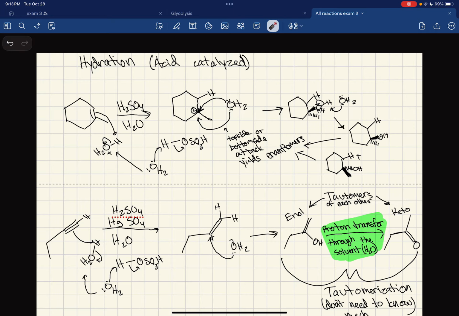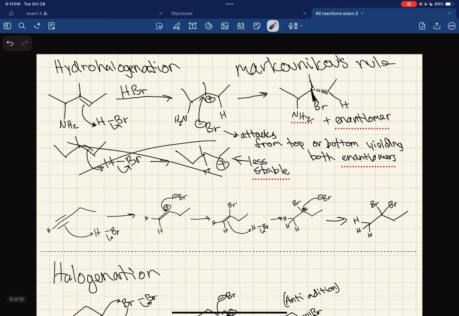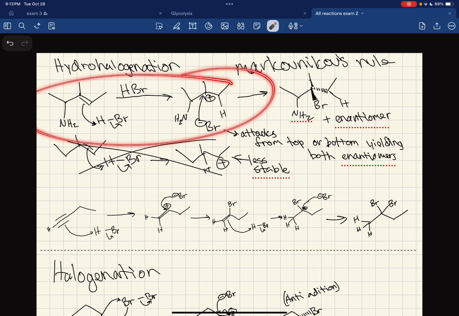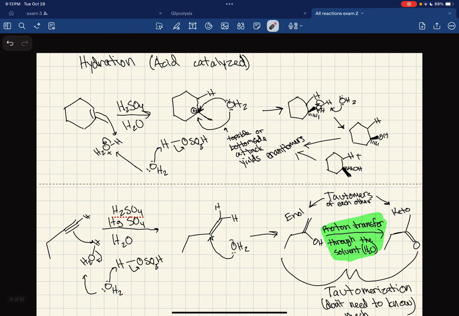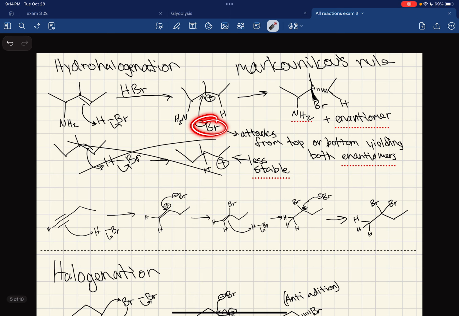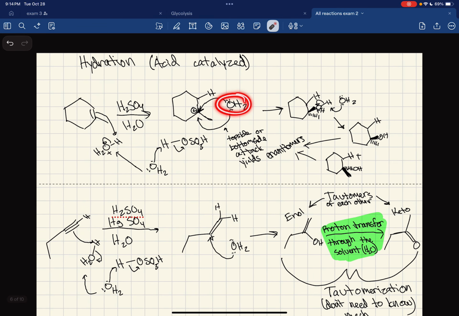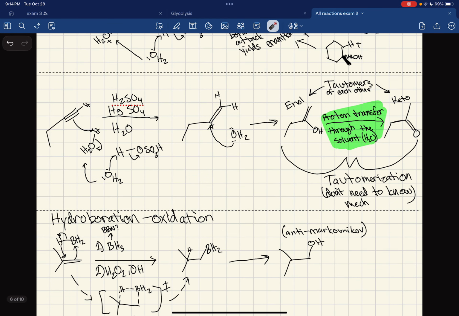And then you're going to have kind of the same thing as what was happening right here, where instead of having bromine as your nucleophile or a halogen, you're going to have water as your nucleophile. This is a carbocation intermediate. It can come in through the bottom or top, which will lead to enantiomers of each other, as you can see right there. And yeah, not much more to say about that.